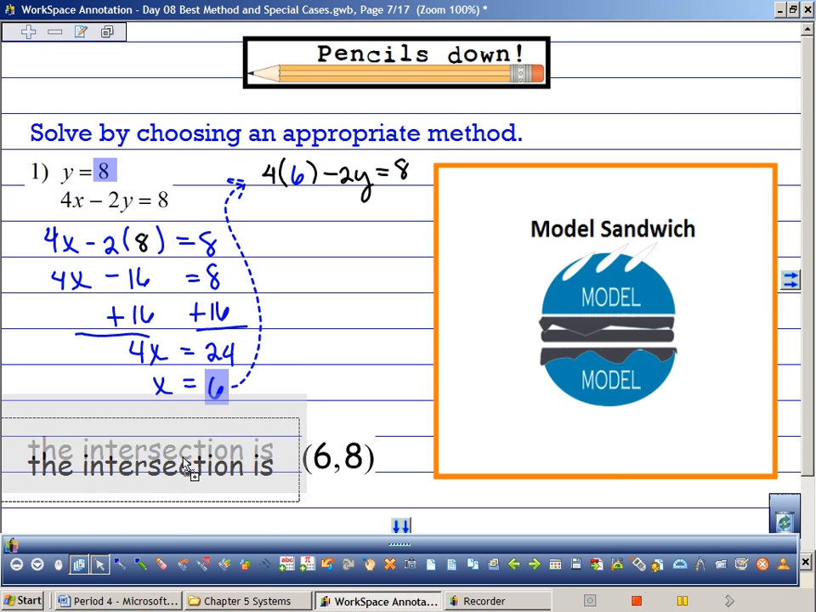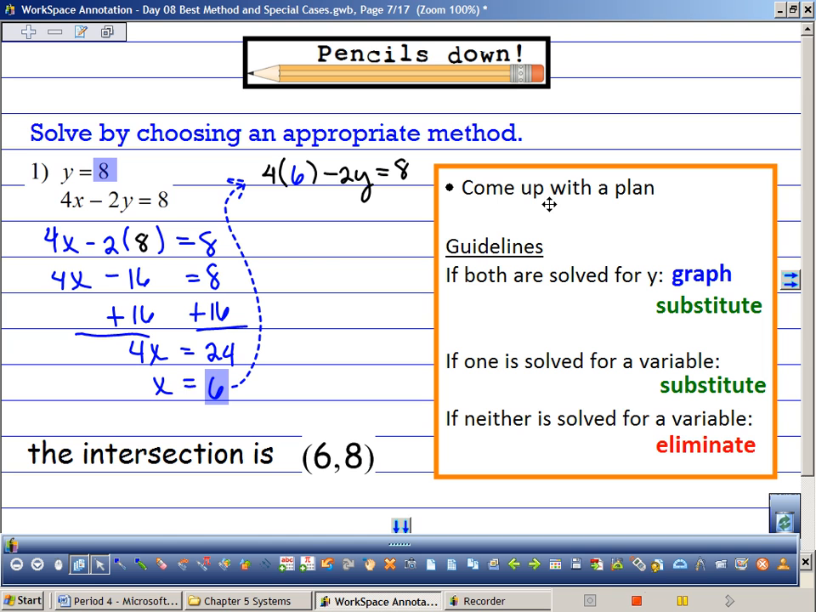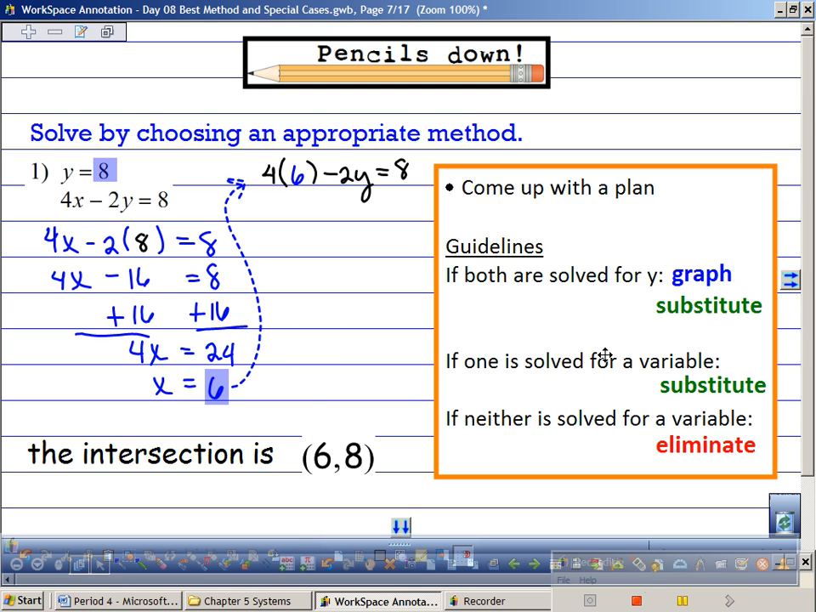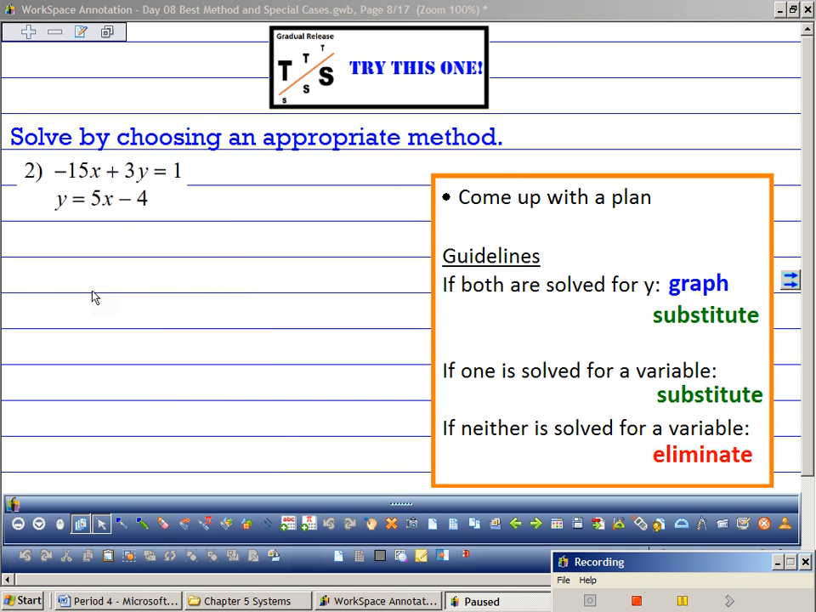I'm going to give you a chance to write this down, and I'm going to uncover our steps here. Come up with a plan. I came up with a plan, right? I said I have one variable that's already solved, so I'm going to substitute. So here's your guidelines. If both are solved for y, you can either graph or substitute. If one is solved for a variable, substitute. If neither are solved for a variable, eliminate. Let me give you guys a little bit to write that down. You guys try this one on your own. Come up with a plan and solve.